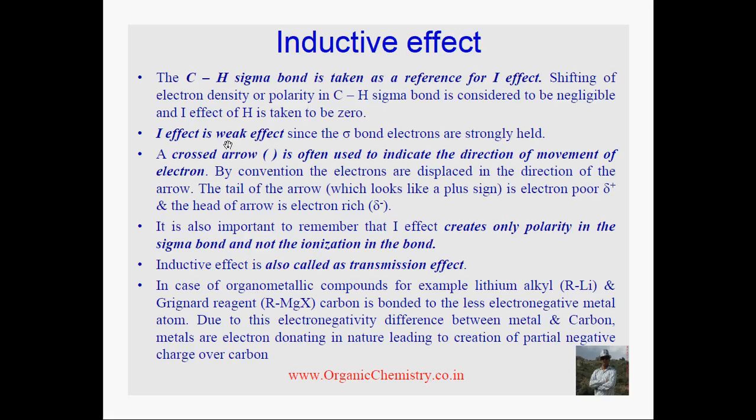Inductive effect is a weak effect, since the sigma bond electrons are strongly held. A crossed arrow is often used to indicate the direction of the movement of electrons. By convention, the electrons are displaced in the direction of the arrow. The tail of the arrow, which looks like a plus sign, is the electron deficient end, and the head of the arrow is the electron rich end, which is represented by delta negative.